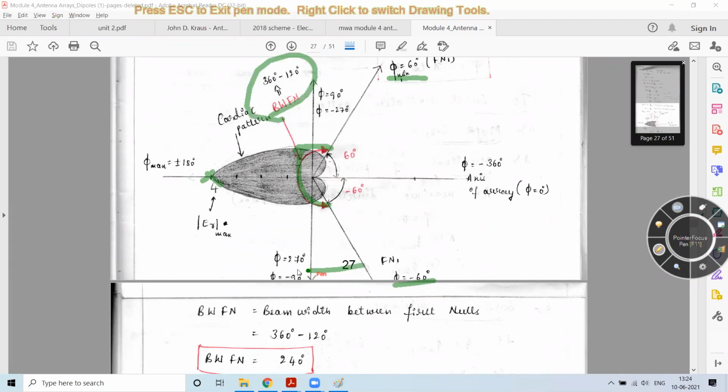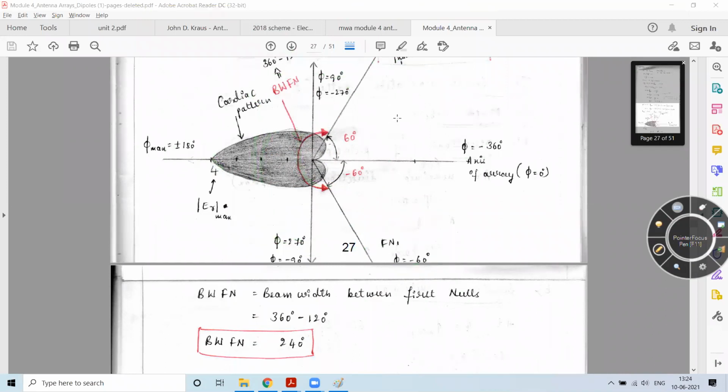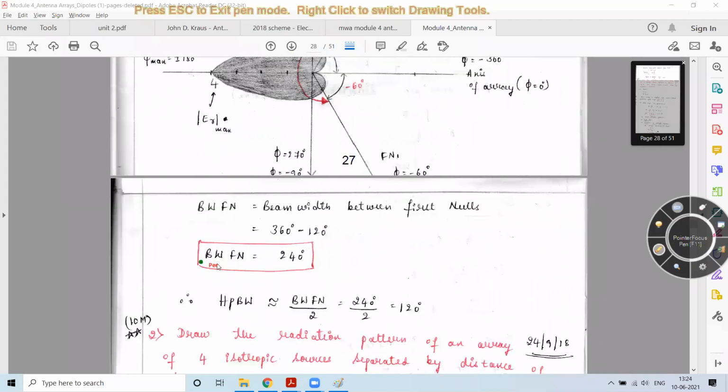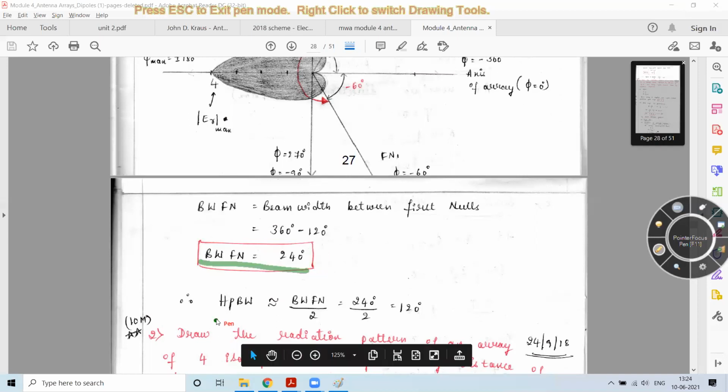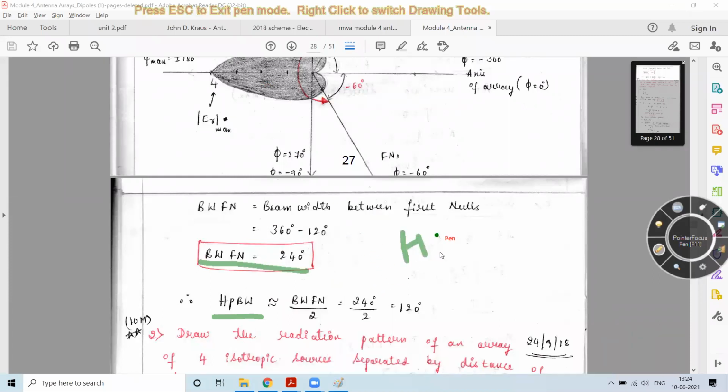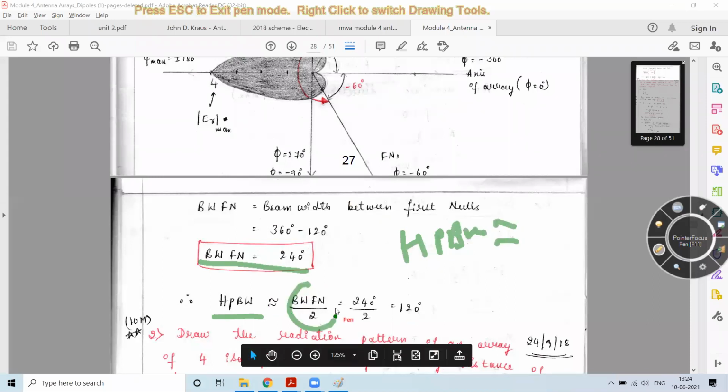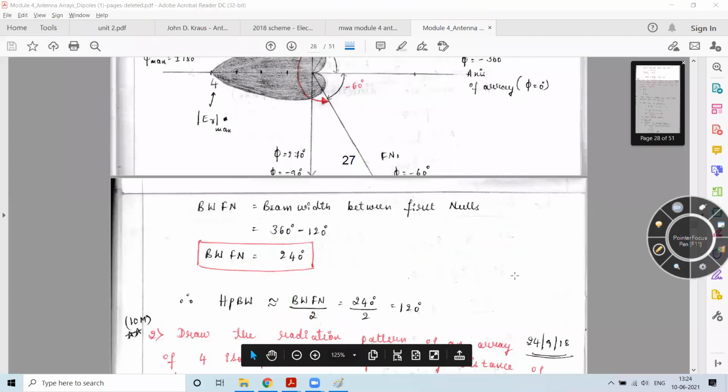From this 60 degrees, you try to measure this angle. The difference between these two is 120. So the rest of the angle is how much? 360 minus 120, which is 240. Therefore, the beam width between first nulls is 240 degrees. And what about the half power beam width? Since it is difficult to estimate for this given condition, generally we approximate the half power beam width as nearly equal to half that of the beam width between first nulls. So we'll have 120 degrees.